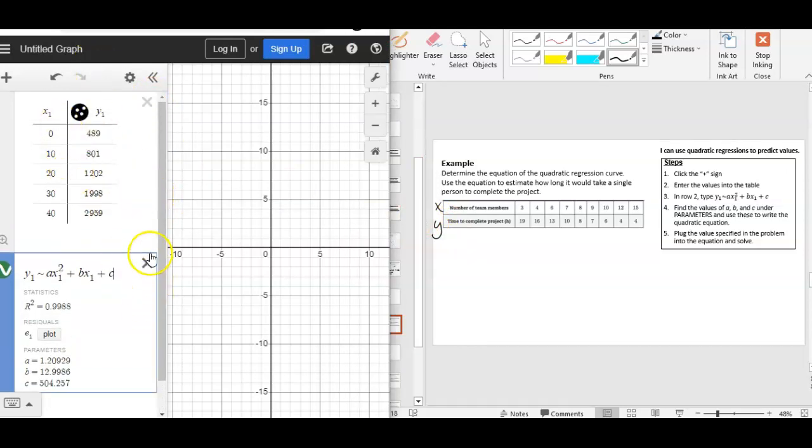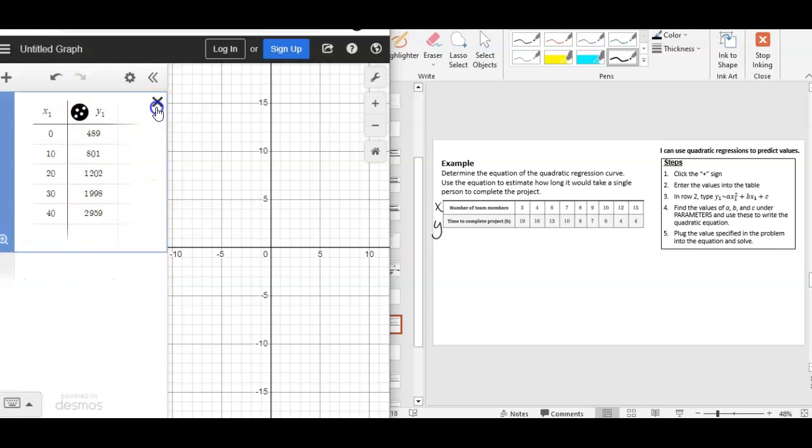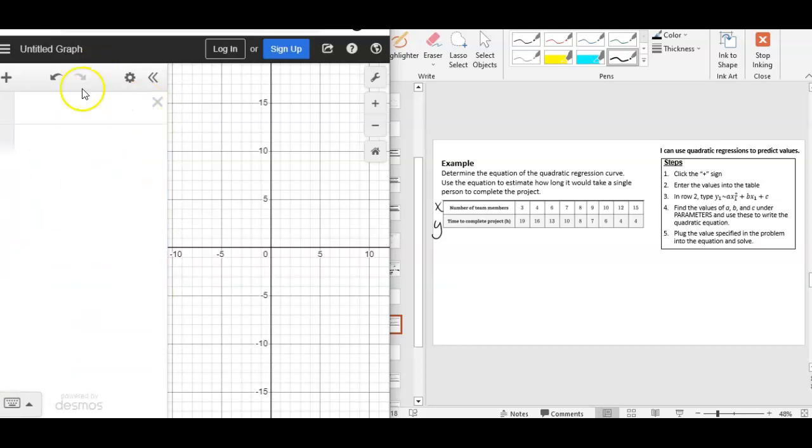So whenever you're doing this in Desmos, I think it's very helpful to just click the X and clear anything you have from a previous problem, because otherwise it starts renumbering the variables and things, and that gets kind of confusing. Okay, so I'm going to pause the video and I'm going to let you go ahead and enter these values across the top into X, and these values in the second row are going to go into Y.